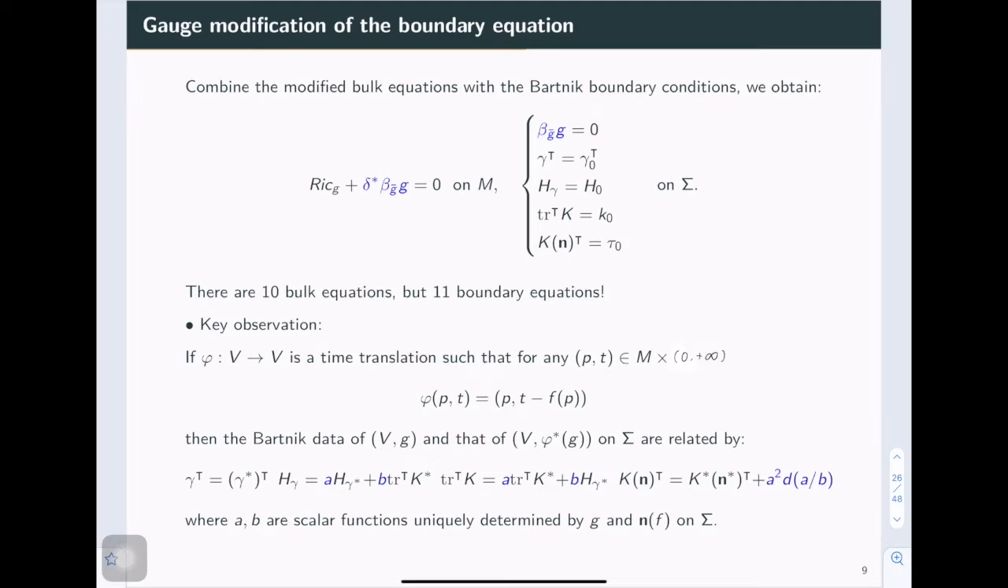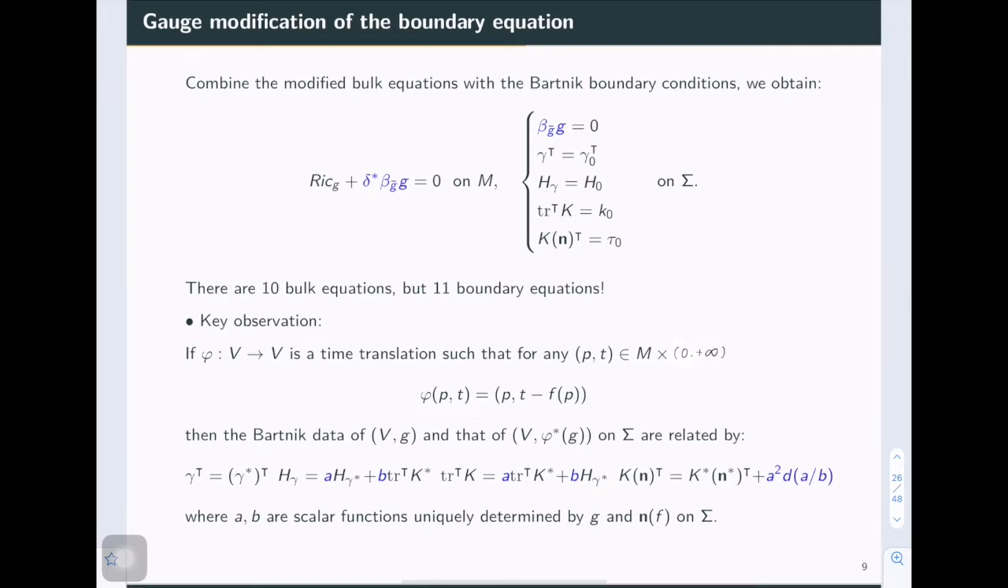Recall that we think of the spacetime manifold as the product manifold between M and the time interval 0 to infinity. So if we use p to denote a general point in M and t to denote a time in the time interval, then we can use this pair (p, t) to denote a general point in the spacetime. Now we think of a general time translation map, which maps a pair (p, t) to the new pair (p, t minus f of p), where f is a function defined on the hypersurface M.